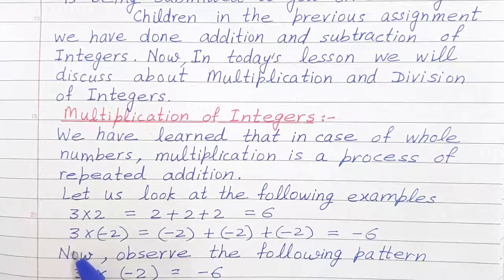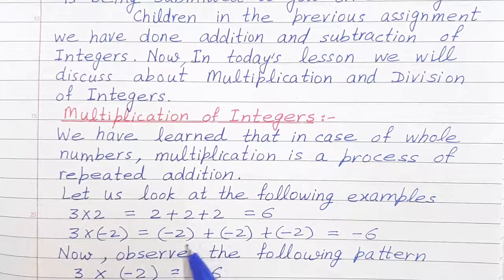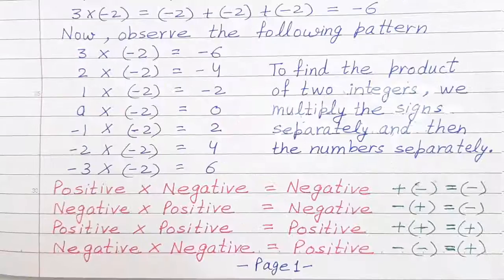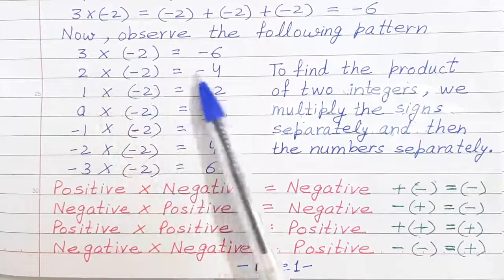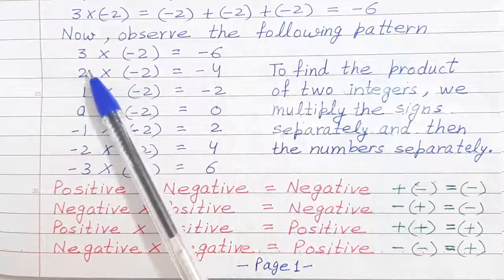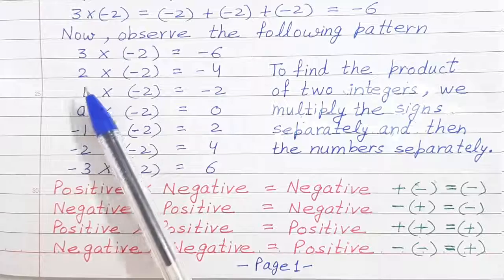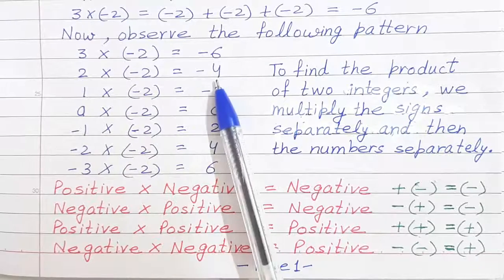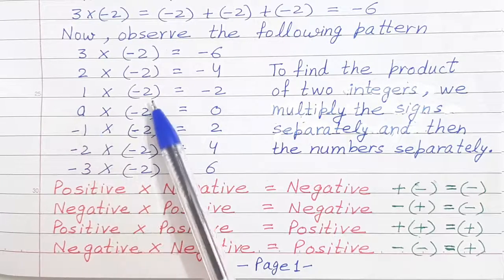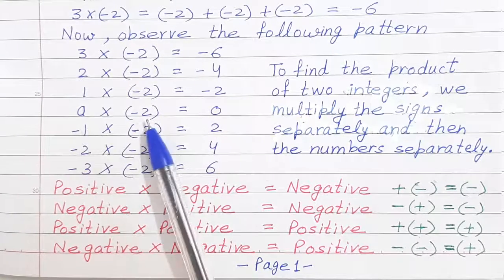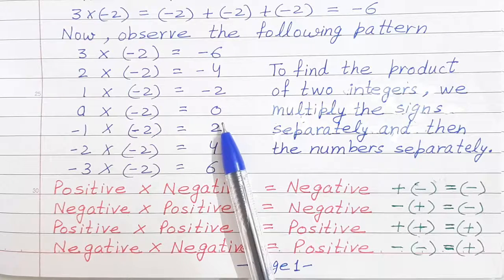Right? Similarly, 3 multiplied by minus 2. So minus 2 is 3 times. That gives us the result as minus 6. Right? Now children, observe the following pattern. 3 multiplied by minus 2 is minus 6. 2 multiplied by minus 2 is minus 4. 1 multiplied by minus 2 is minus 2. And 0 multiplied by any number is always 0.